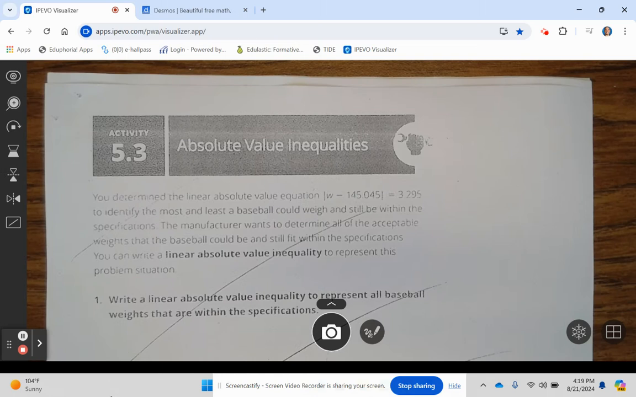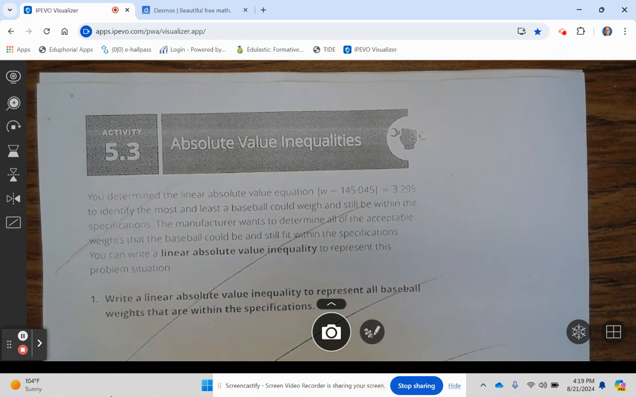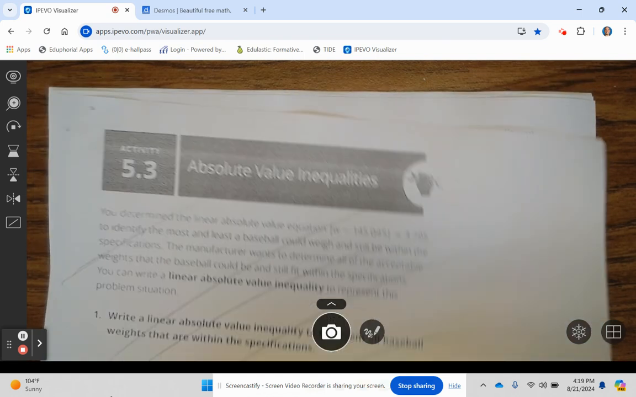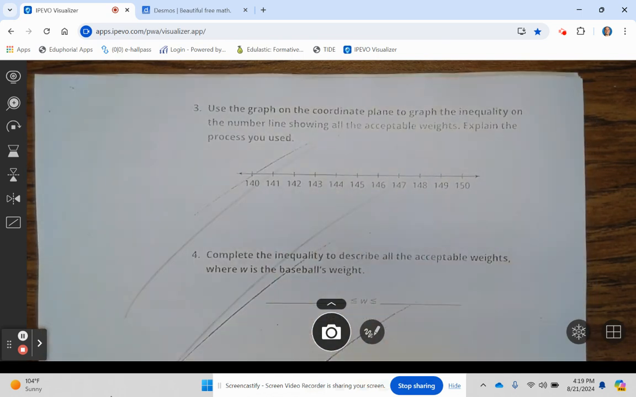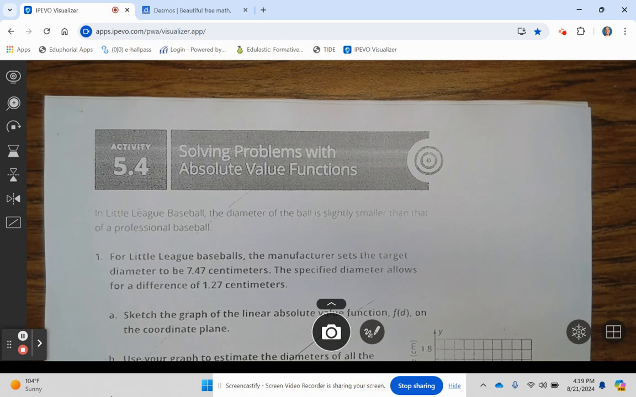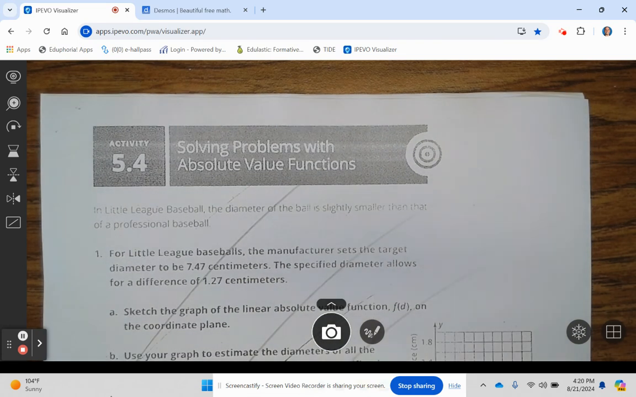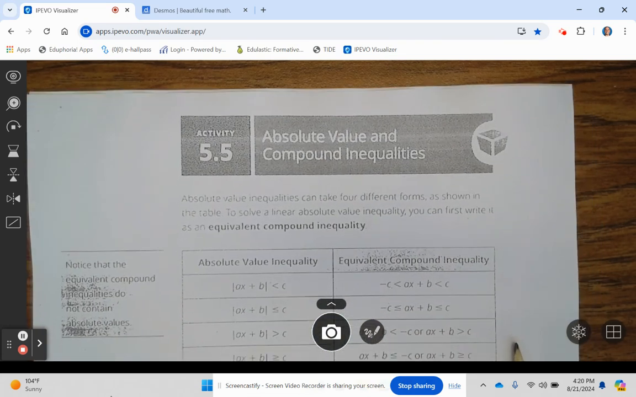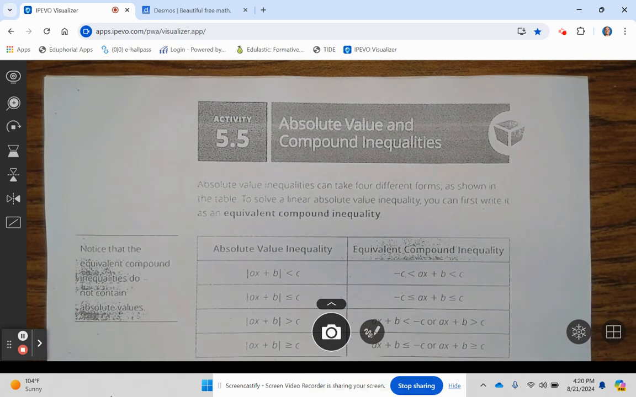Okay, Wildcat 7, activity 5.3. Absolute value inequalities. Go ahead and mark out this page. Go ahead and mark out this page. Go ahead and mark out this page. All right, activity 5.5. Absolute value compound inequalities.